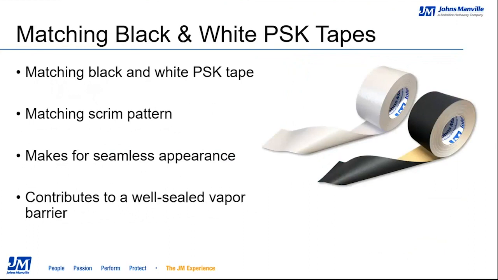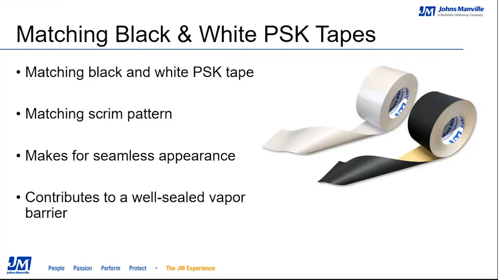Matching black and white PSK tapes. Johns Manville's Microlite PSK tape has been designed to provide a vapor barrier seal with JM's PSK face duct wraps. Some of the key features and benefits of our PSK tapes: One, the matching scrim pattern is very critical because it matches our scrim pattern on our PSK duct wrap, which provides for a seamless appearance aesthetically once installed. It also contributes to a well-sealed vapor barrier.